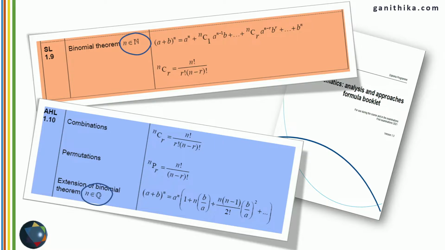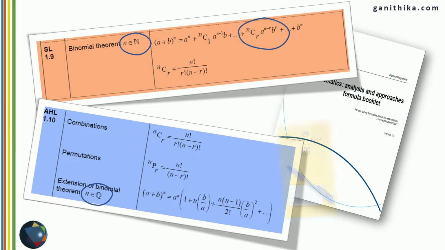You can also notice that this gives you the general term of the binomial expansion, nCr a^(n minus r) b^r. This is not given explicitly in the formula booklet, but you can take it from this expansion, nCr a^(n minus r) b^r, which is T(r+1). So make a note of this from the formula booklet.